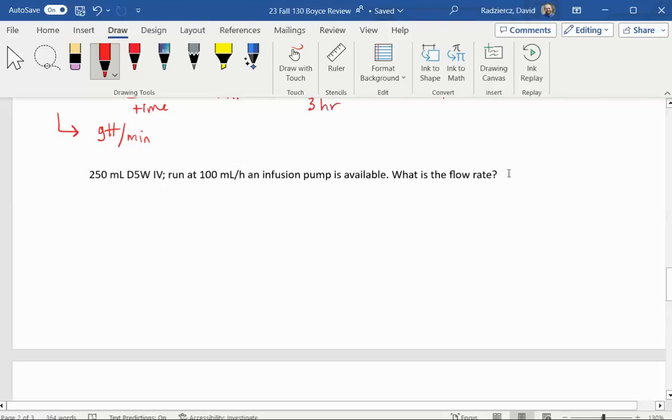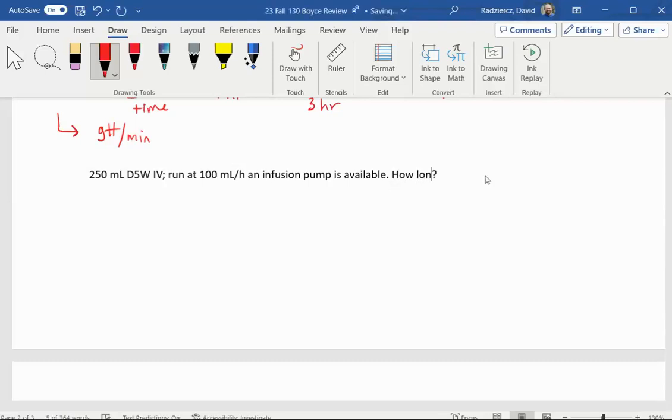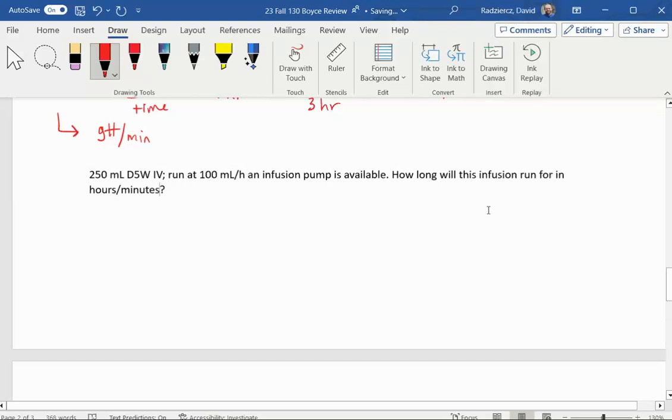Let me show you another way that we could have asked this. So I'm going to change this question to how long will this infusion run for. Okay. So I'm changing the question because we can't really do anything with it. But since I changed it to how long will the infusion run for, we can now do a calculation.